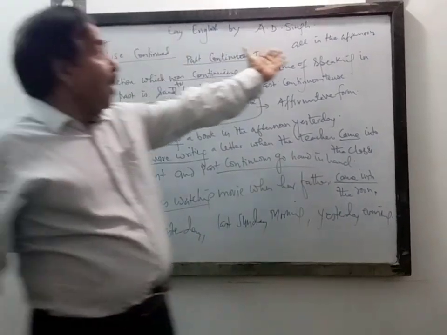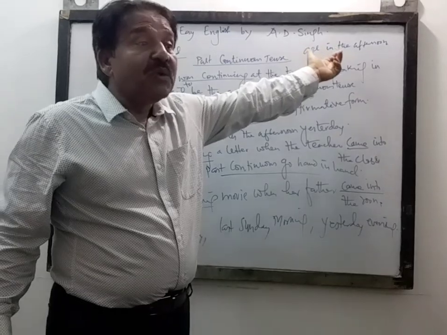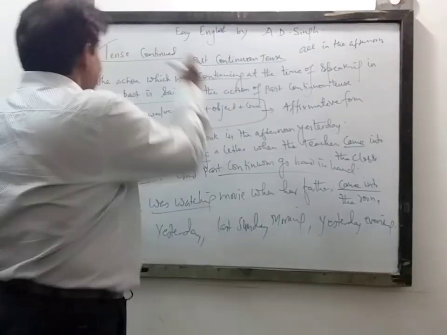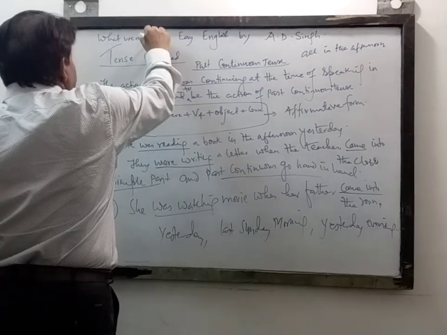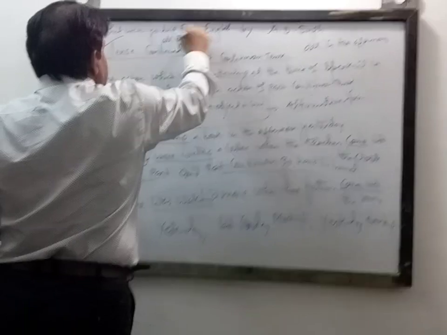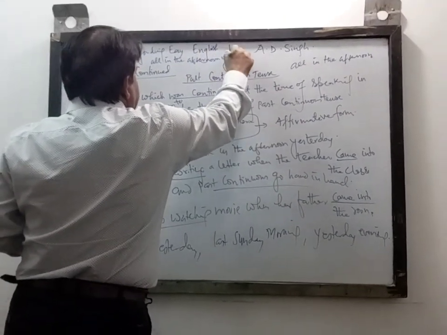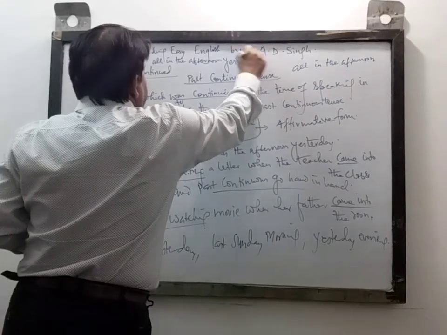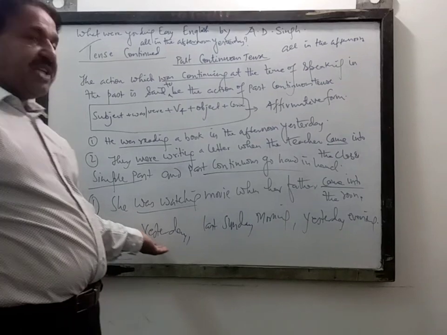Like if you say, what were you doing yesterday all in the afternoon? What were you doing? Yes, all in the afternoon yesterday. What were you doing all in the afternoon yesterday? This is interrogative form, but it is past continuous. It is the second one. Now look at that. Yesterday.